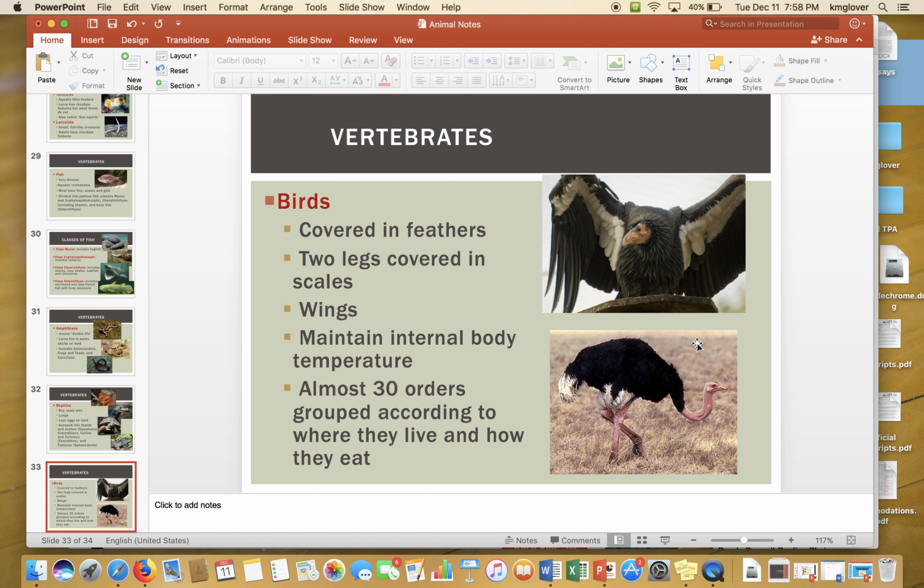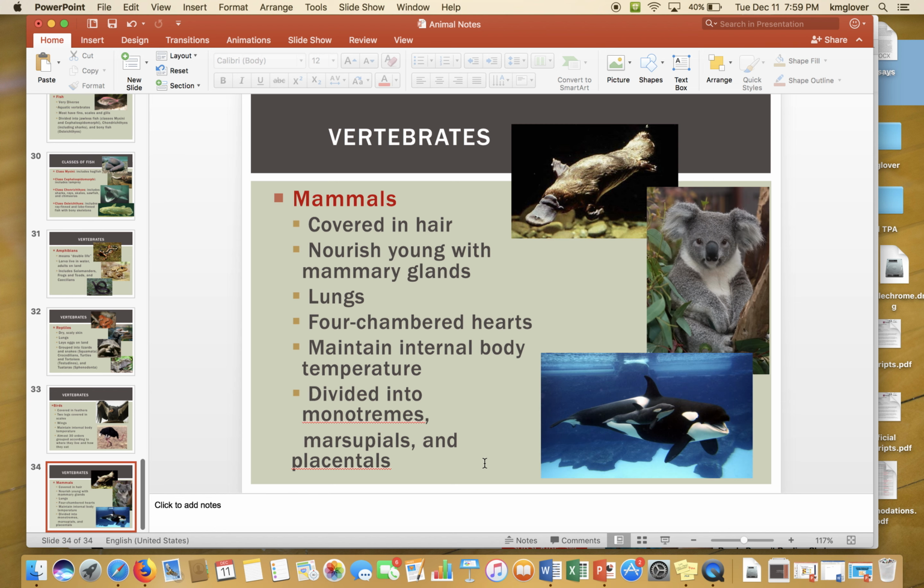And we have a lot of different groups of them. It says 30 orders grouped according to where they live and how they eat. So we have a lot of different classes of birds. They also have, I believe, a 3 or 4 chambered heart, and we have a 4 chambered heart. They also have hearts like us.